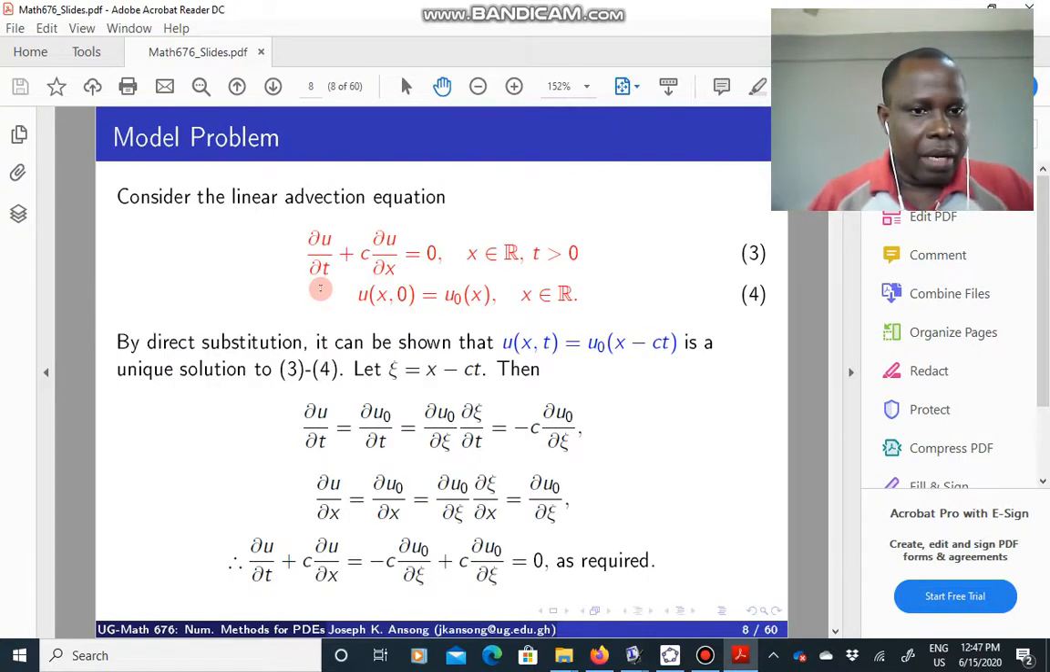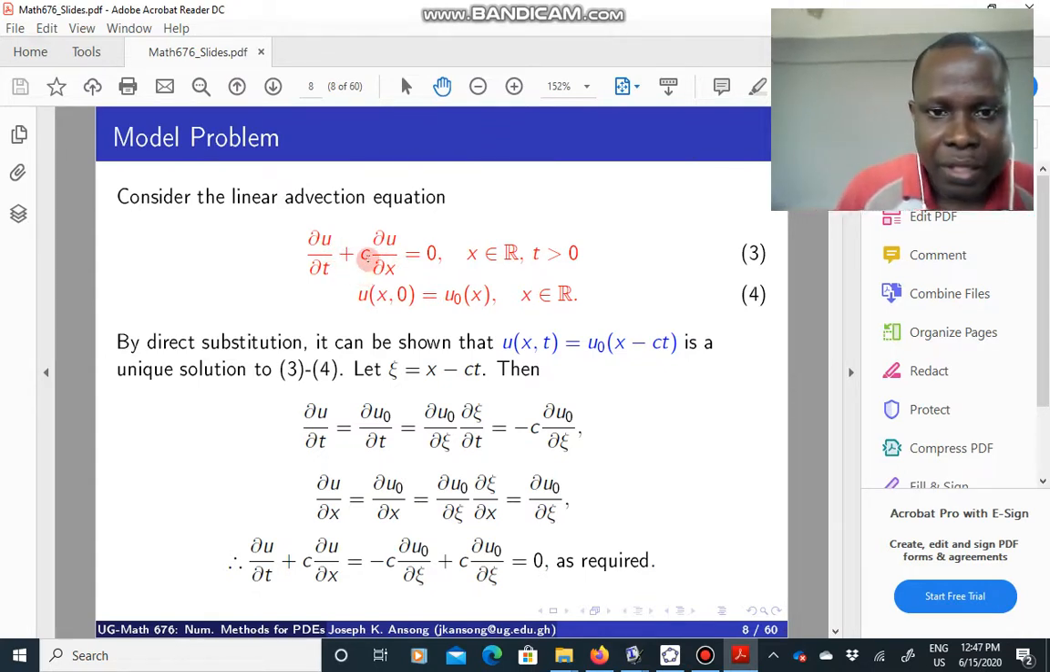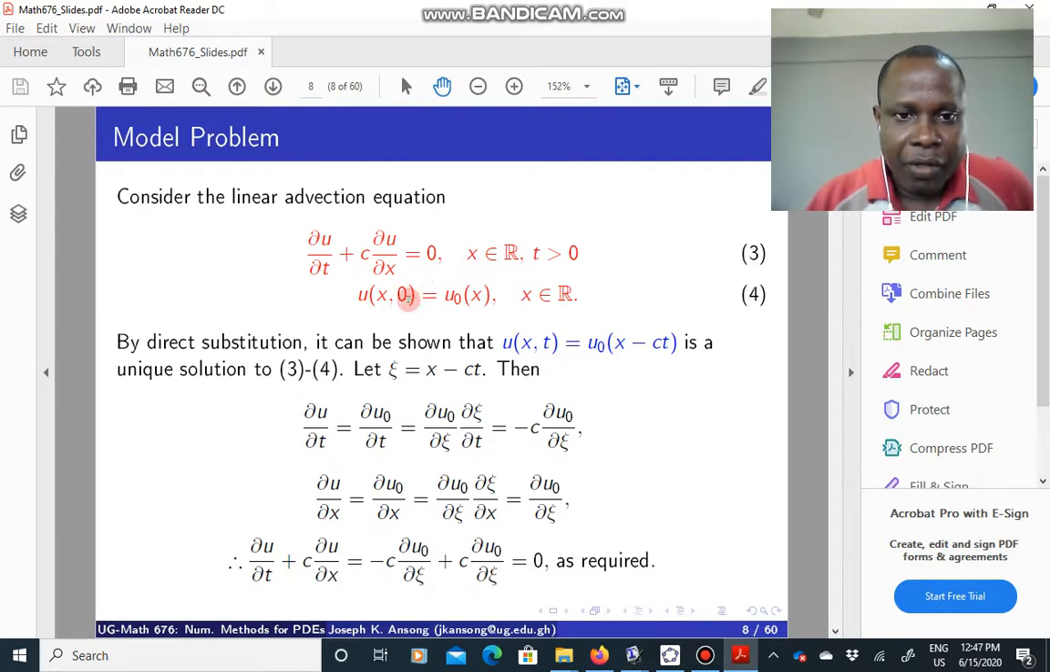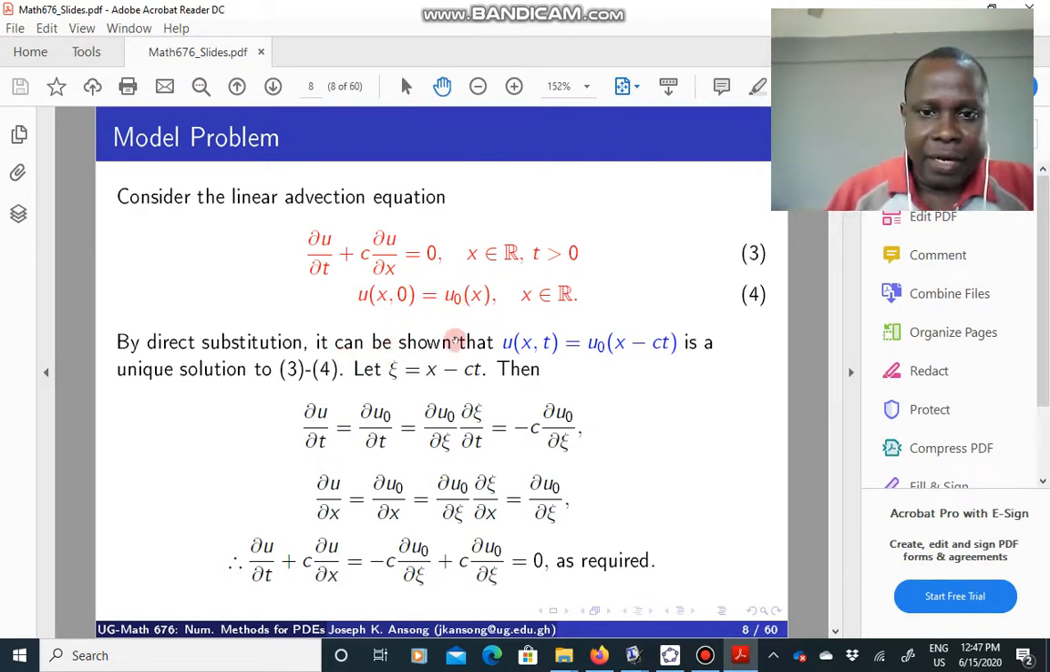So our model problem is given by this advection equation: du dt plus c du dx is equal to 0. This is the initial condition: u at t equal to 0 is u naught at x. Now it's easy to check by direct substitution that if you sub in u naught at x minus ct into this equation, it satisfies it, and of course it satisfies the initial condition, to show that this is a solution. Okay, so that is what we've done here.